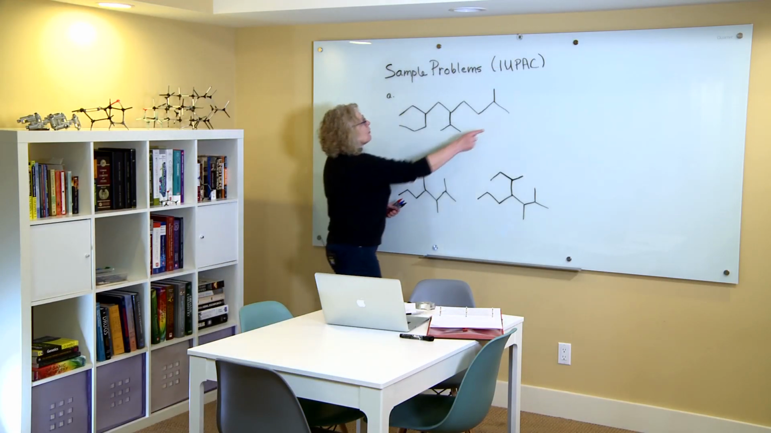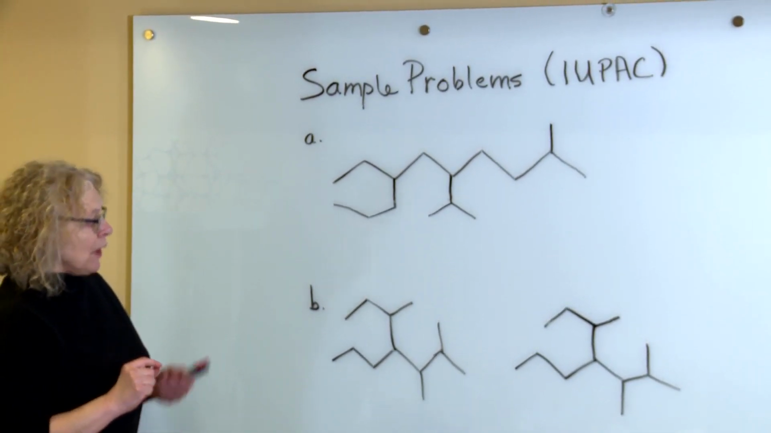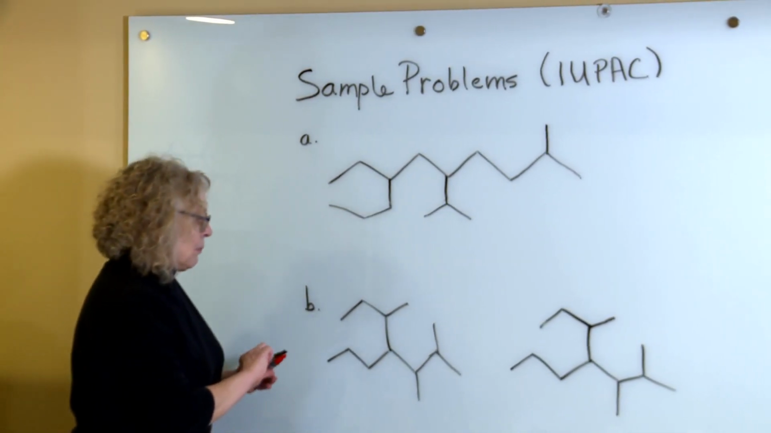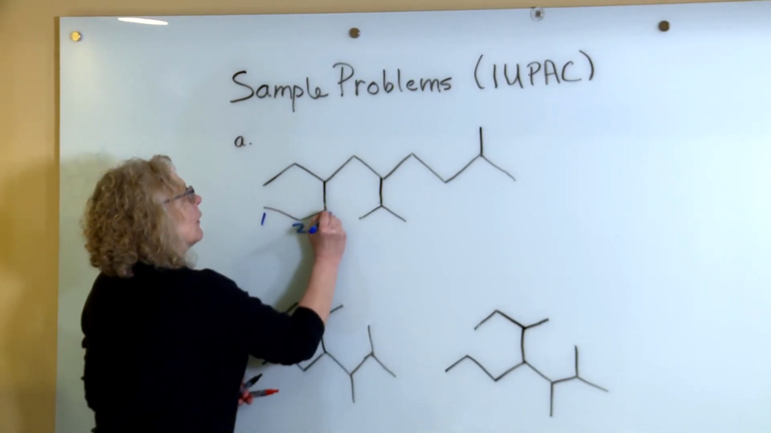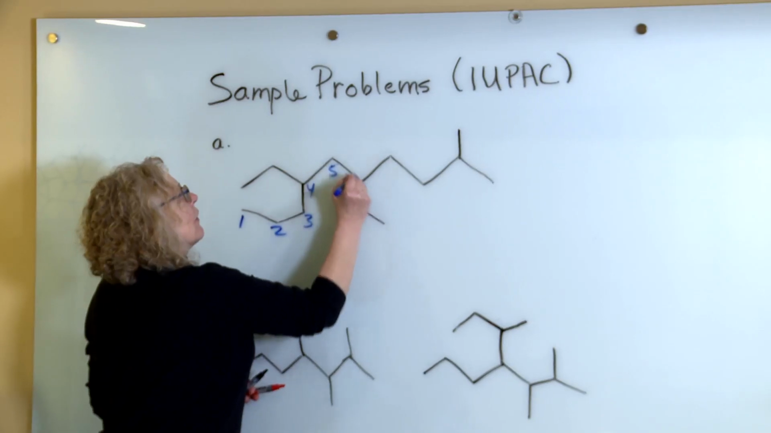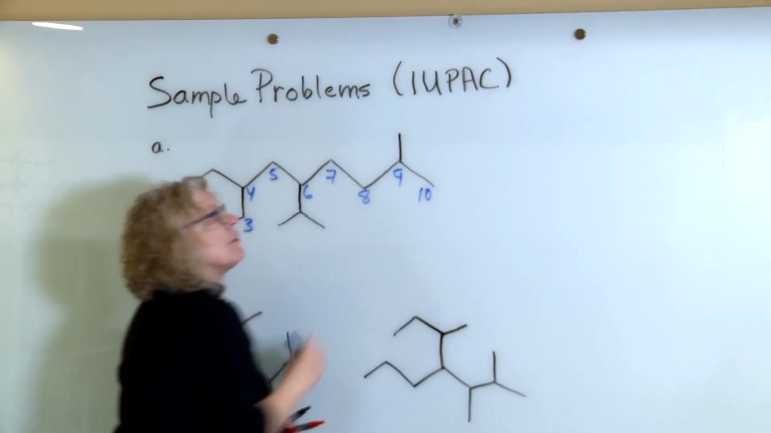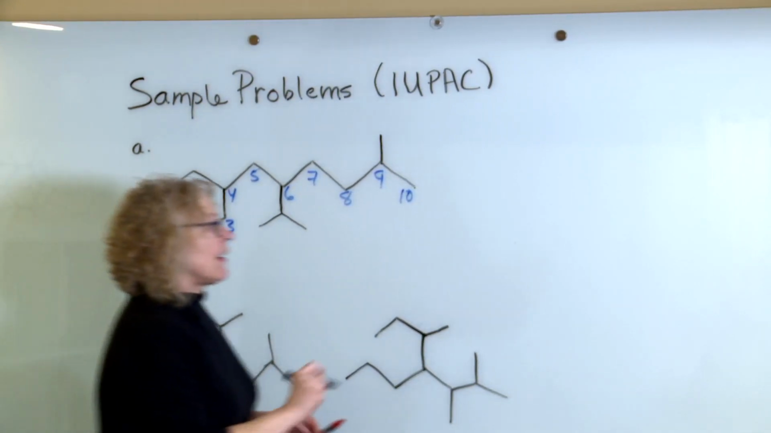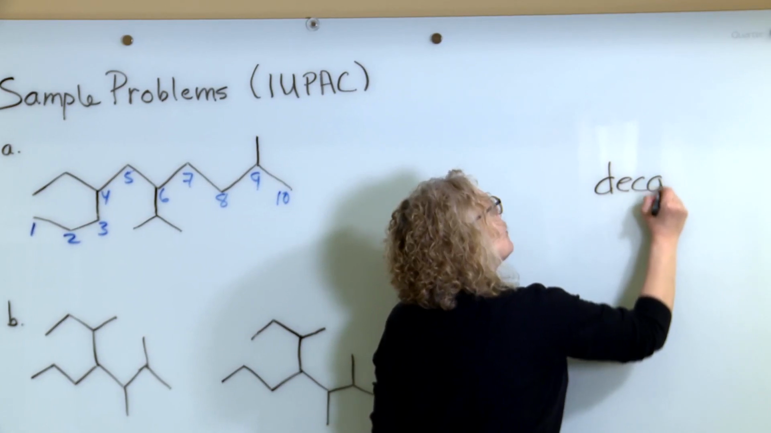Okay, the top structure, we need to find the parent first, as we always do, and the parent snakes through like this. So the parent has 10 carbons, so this is a decane. So let's put this way over here. This is a decane parent.